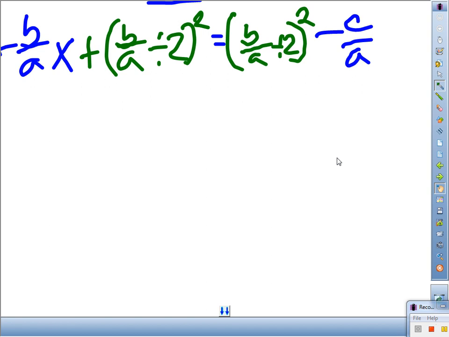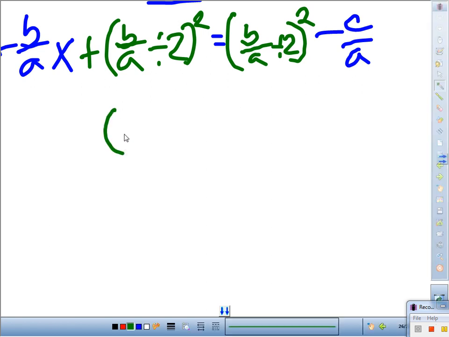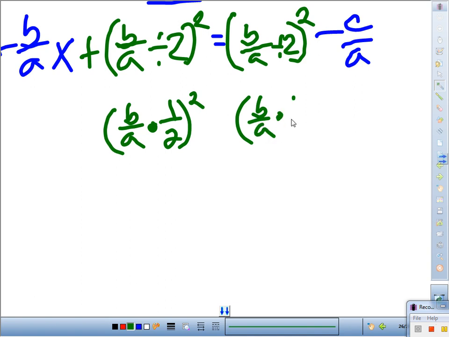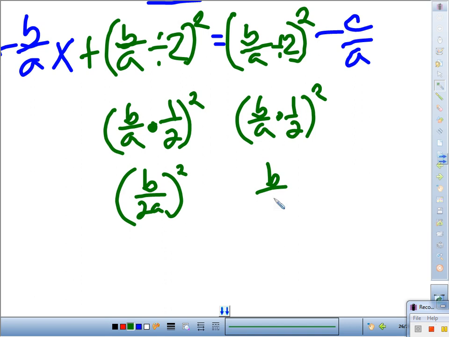And once you're done simplifying all the way, bring all the other stuff down every step of the way. Okay, let's see. The first parentheses that you should have done was parentheses b over a times 1/2 squared. Hands if you got that. Good. Next, this became b over 2a squared. Hands if you got that.